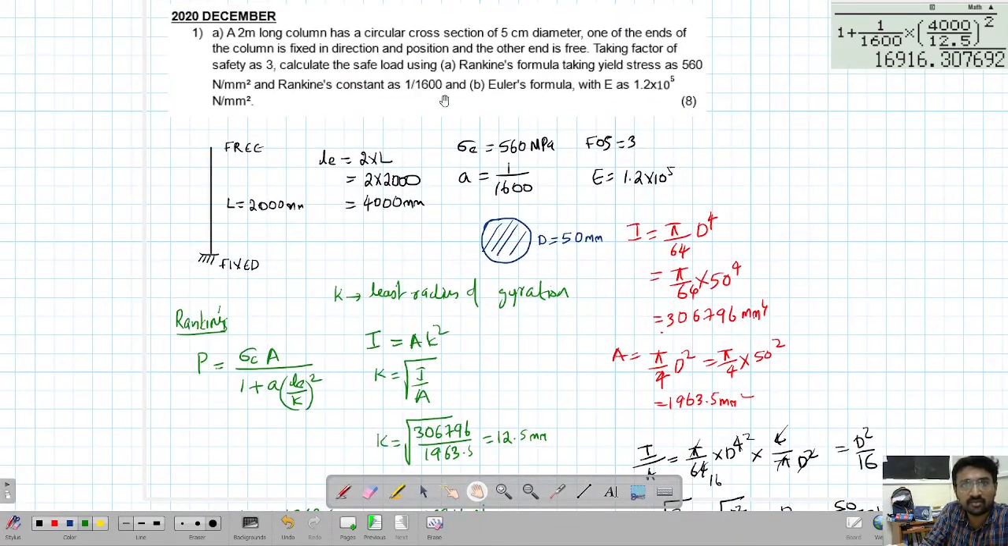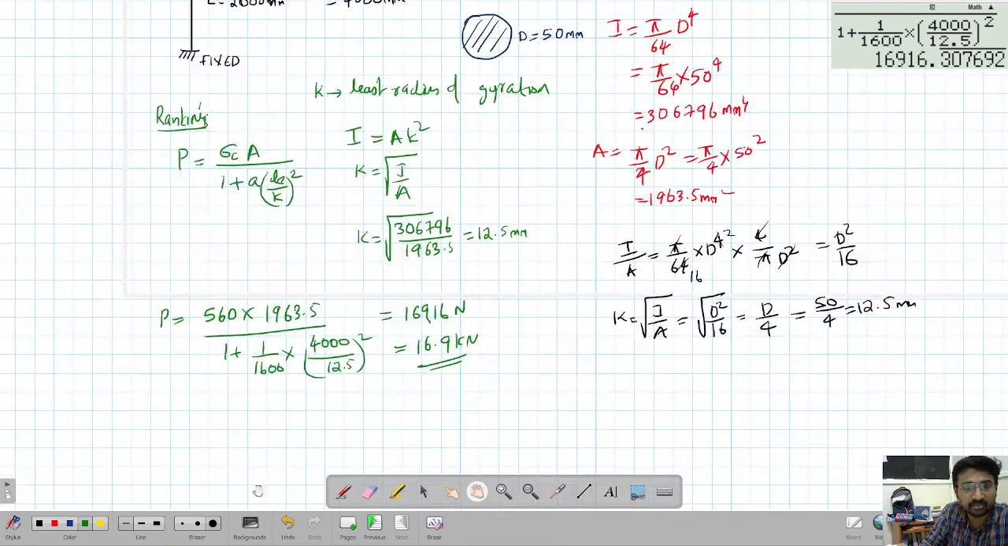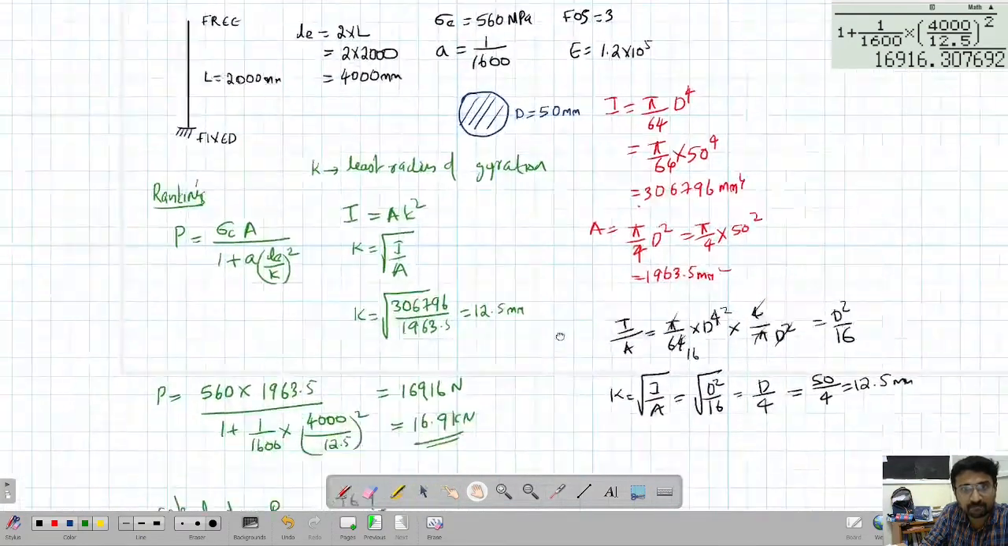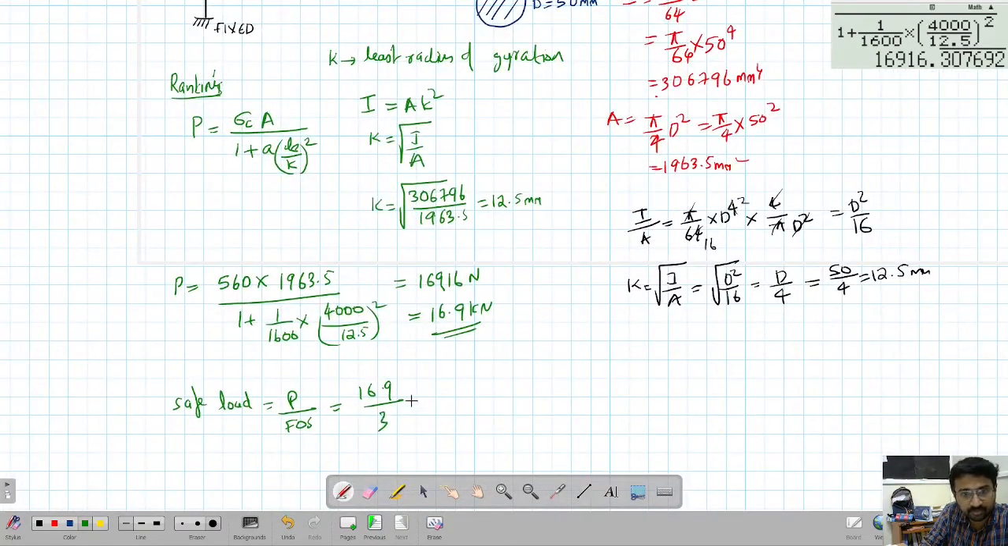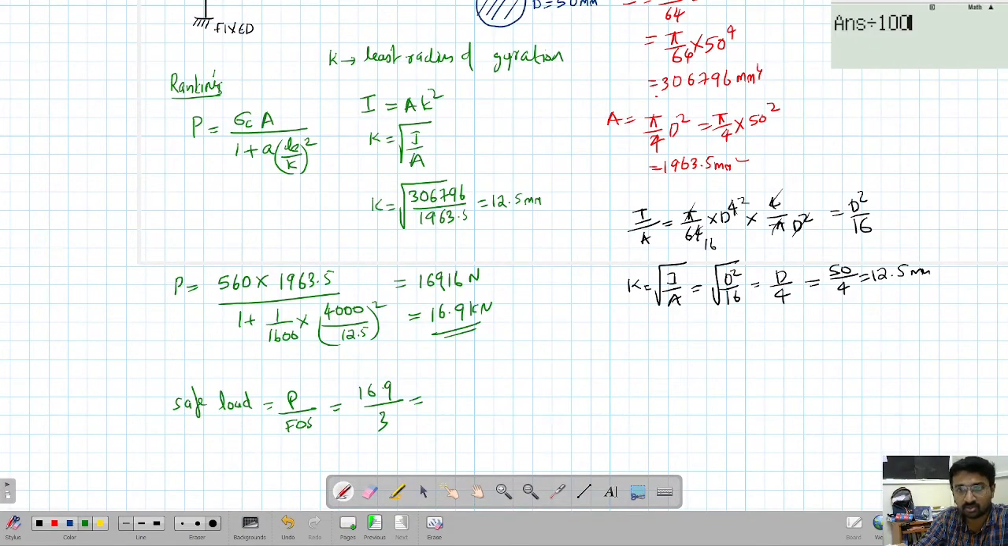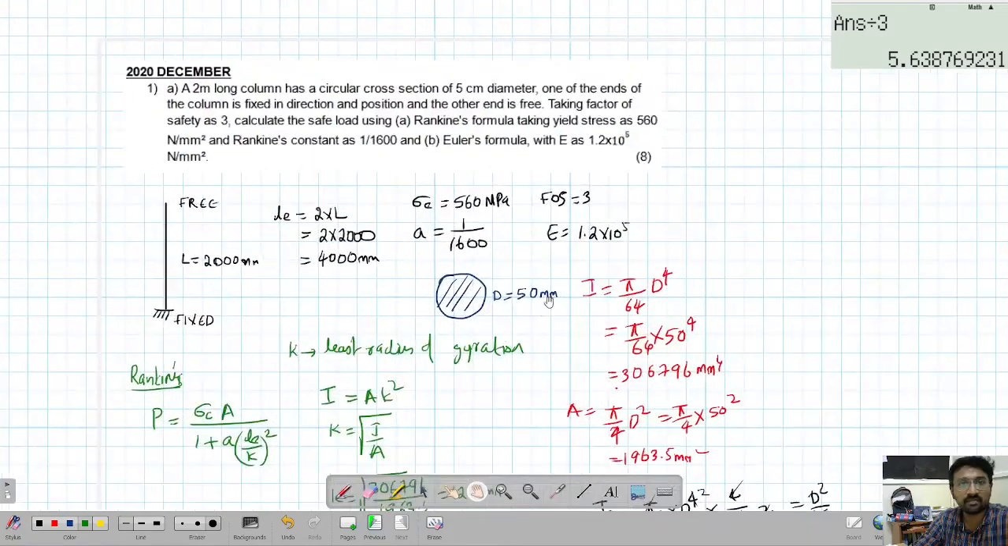Now you have to find the safe load using the factor of safety. So safe load is equal to P upon factor of safety. So 16.9 divided by, what is the factor of safety? It is 3. So this is divided by 1000 to make kilonewton, divided by 3, gives me 5.63 kilonewton. Okay, so this is what we get from Rankine's formula.